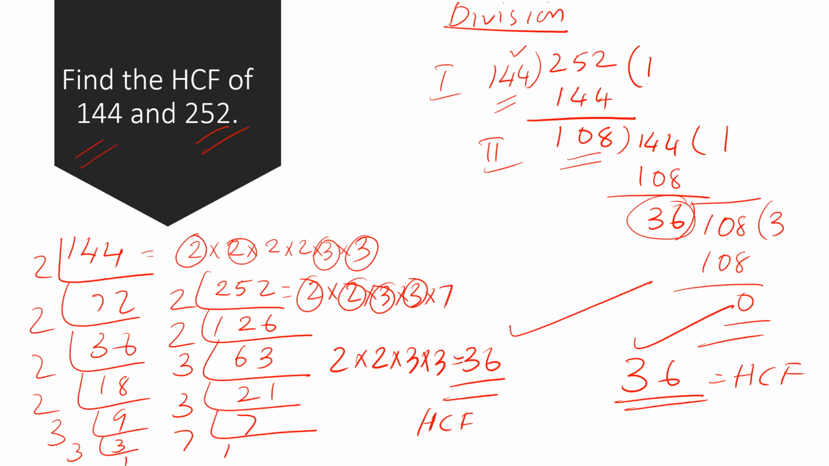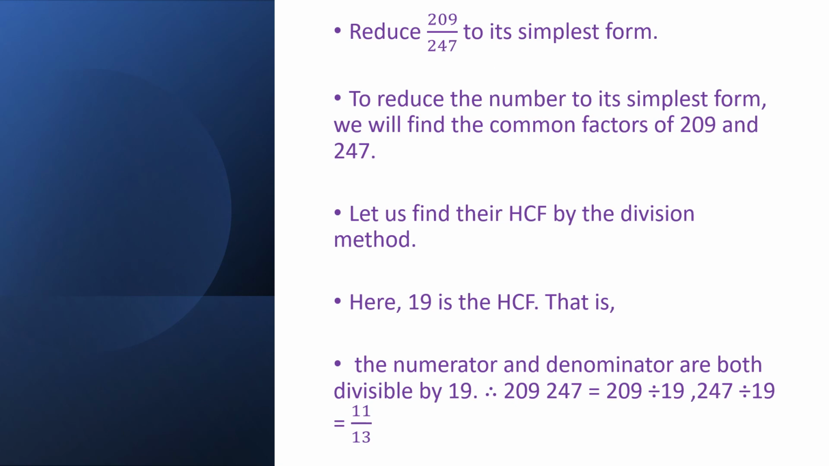Understood, my dear students? We can use this highest common factor concept in a very different situation. We have to reduce this particular fraction, 209 upon 247, which is comparatively bigger and complicated, into simplest form. What does it mean, converting into simplest form? It means we will divide both numerator and denominator by such a number by which we can divide and make it into a simple fraction.